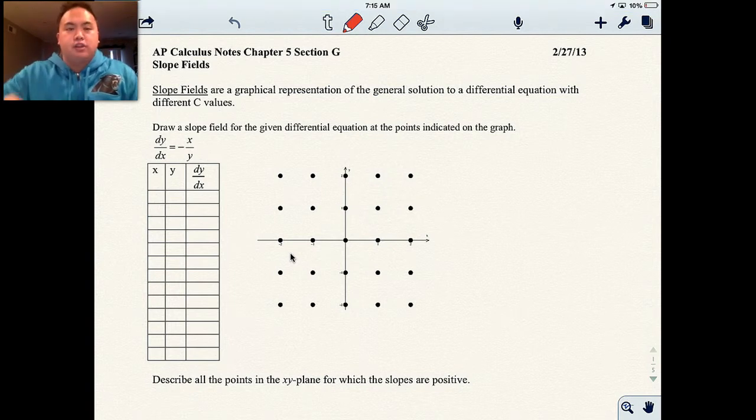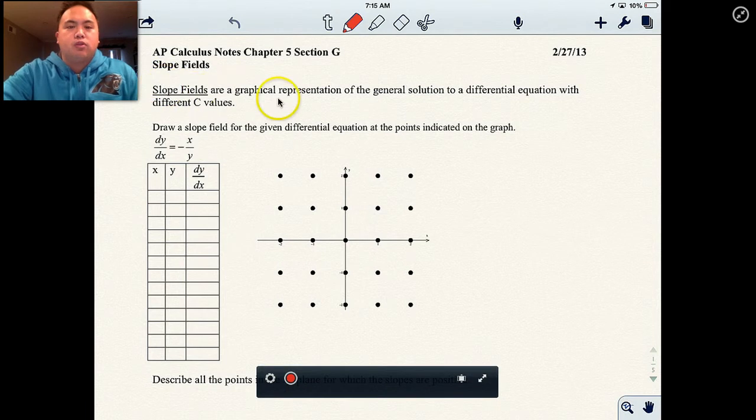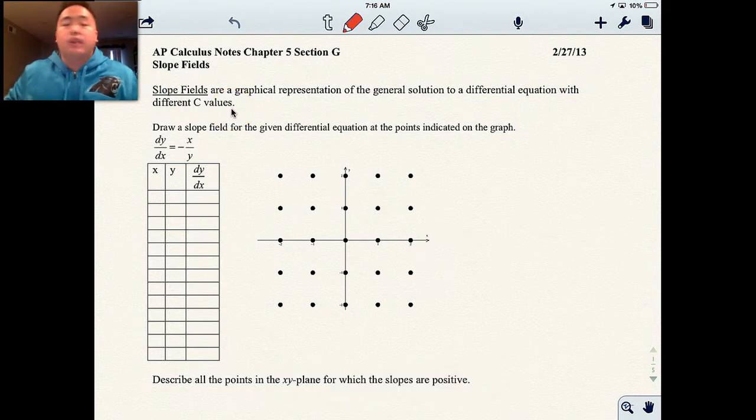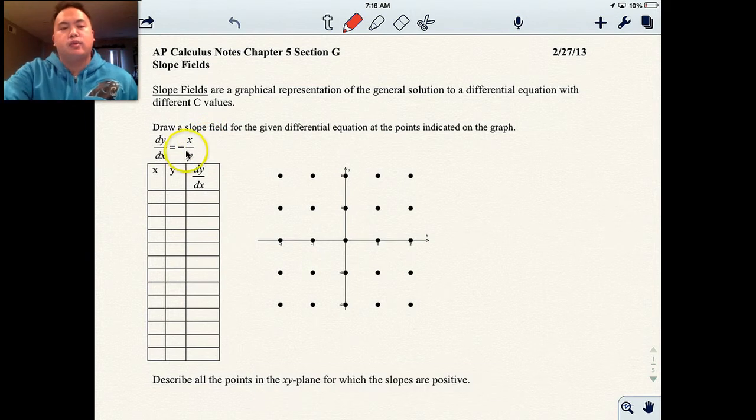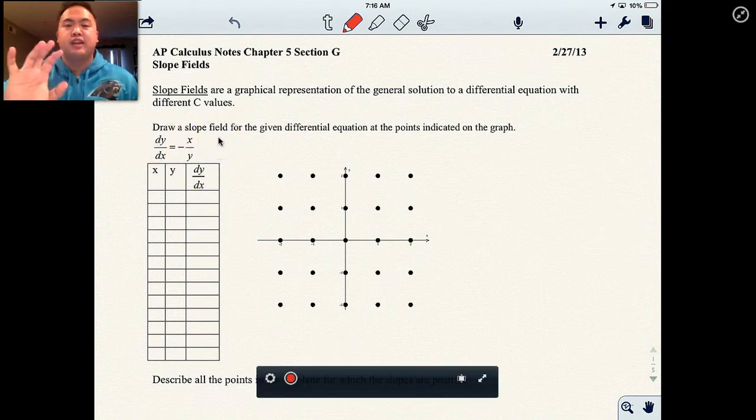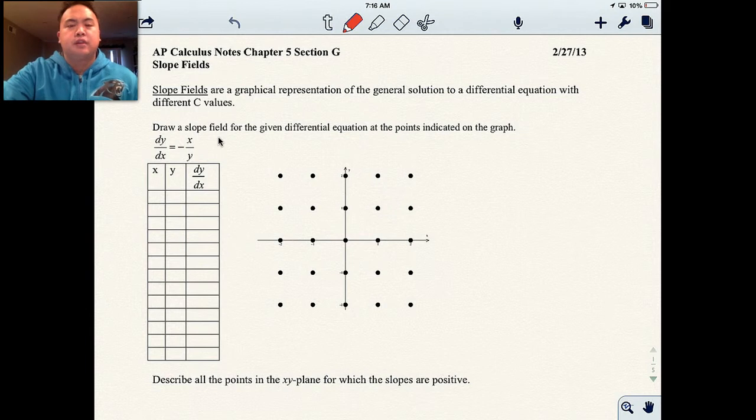The basic definition of a slope field, as you can see, is a graphical representation of a general solution to a differential equation with different c values. If you remember, in one of the last sections we talked about solving differential equations, this is how the graph looks. So here's an example of a problem. It says, draw a slope field for dy dx equals negative x over y. In the past, we'd cross multiply and take the antiderivative of both sides, etc. But what if I want to graph the general solution?